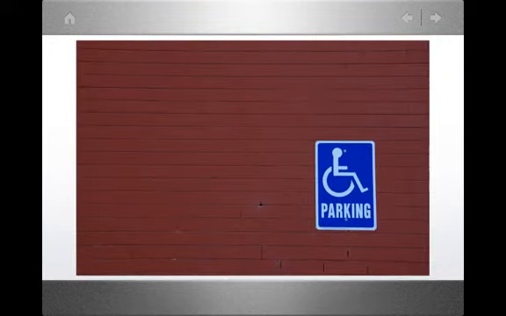Now, other kinds of pictures become interesting because of the negative space. Here, I made the handicap parking sign very small and put it down close to that intersection of the bottom horizontal line and the right vertical line, close to that, but not quite. But what makes the picture work is all the negative space of the brick.